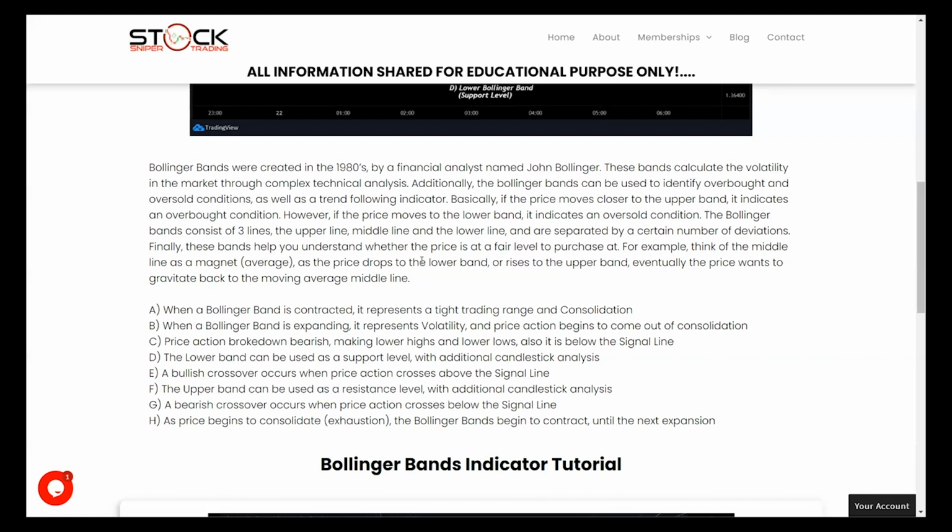Finally, these bands help you understand whether the price is at a fair level to purchase at. For example, think of the middle line as a magnet. Okay, this was as an average price. So as the price drops to the lower band or rises to the upper band, eventually the price wants to gravitate back to the moving average middle line. So think of the middle line as a magnet for the price action. When it starts to get above to the upper Bollinger Band or to the lower band, price wants to come back and consolidate towards that signal line.